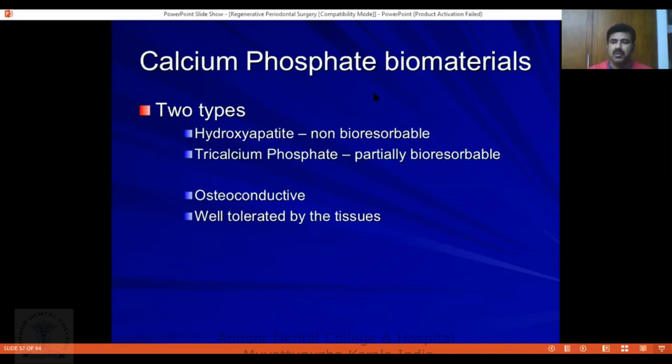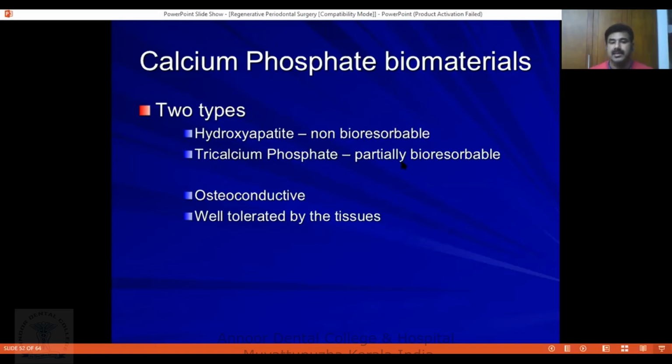Now, commonly when you look at alloplasts, that is, we are discussing synthetic grafts, you have mainly the calcium phosphate biomaterials, and there are two types. One is hydroxyapatite. That is the most commonly used type of bone graft. It's commonly available and the cheapest type of bone graft. But the problem with hydroxyapatite is that it is not bioresorbable. So if you do a bone graft and open up that site about 2 years later, you may find most of the graft is just an inert material, it's dead.